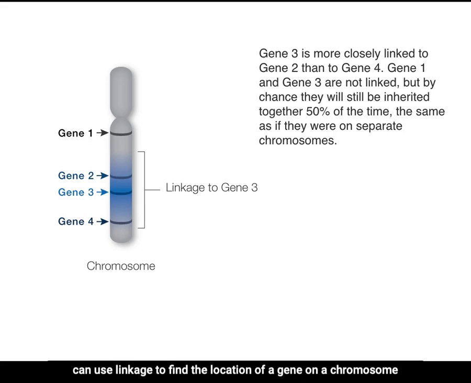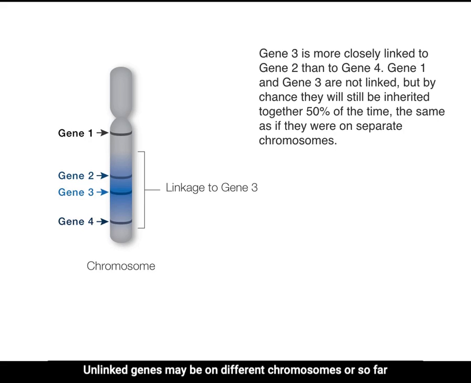Researchers can use linkage to find the location of a gene on a chromosome. By looking at how often different genes are inherited together, researchers can create maps of the relative distance between these genes. Since each gamete gets one of two possible versions of a chromosome by random chance, two unlinked genes will be inherited together 50% of the time.